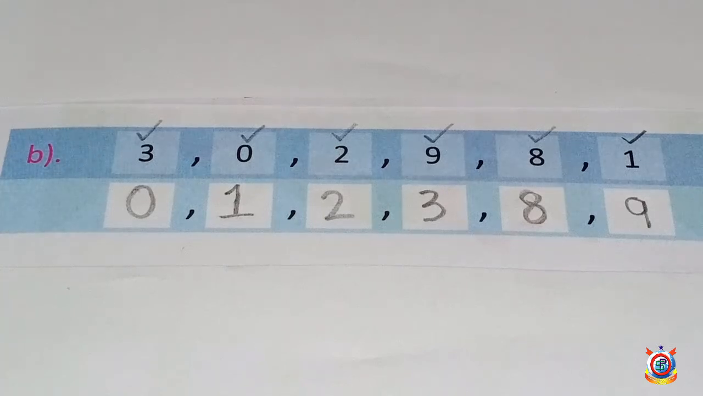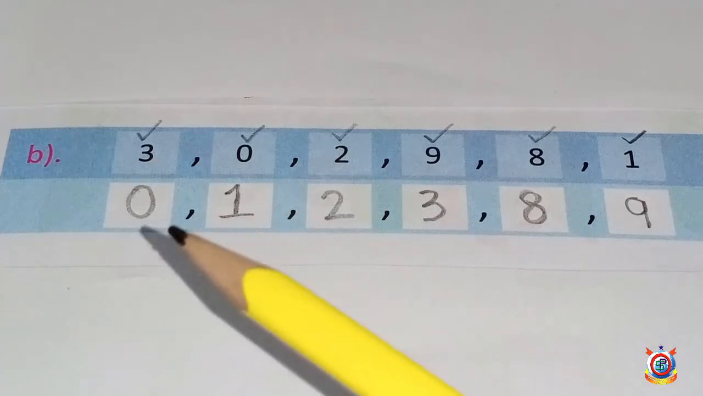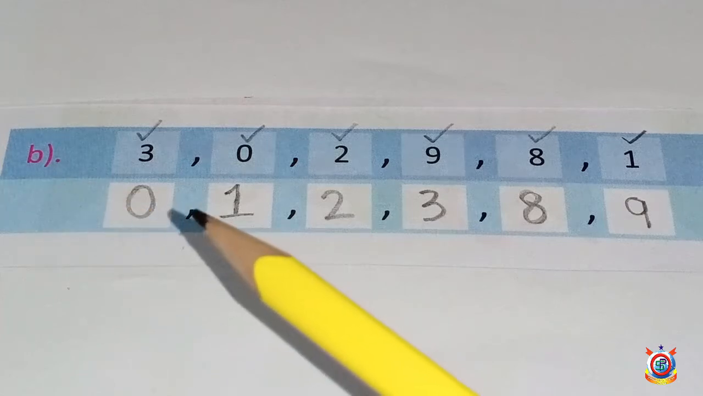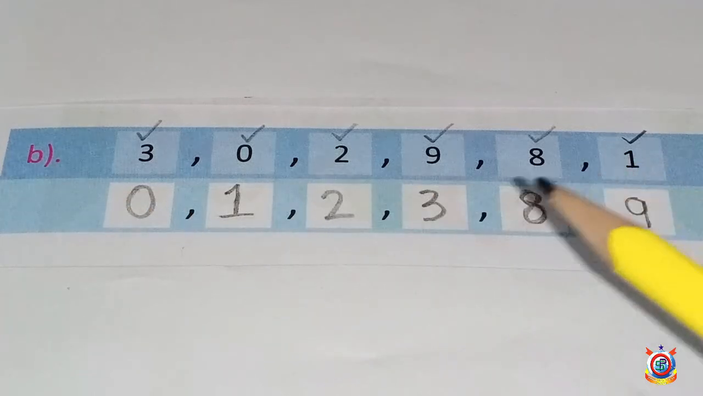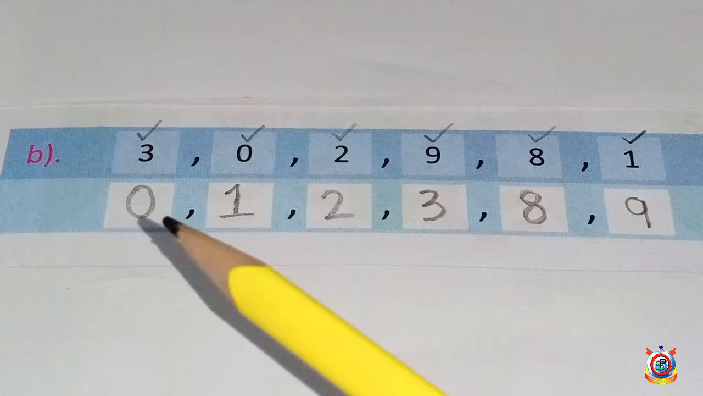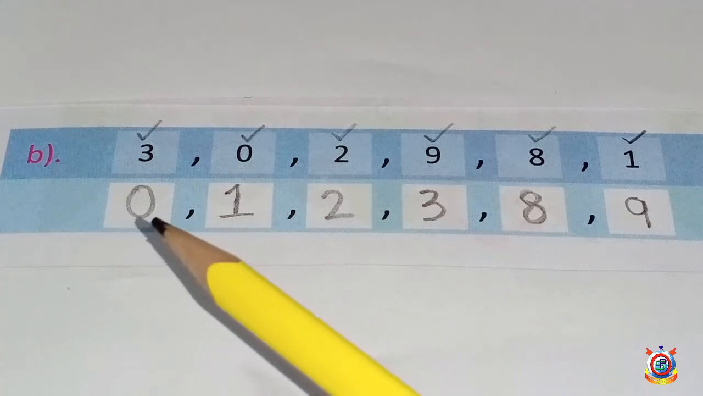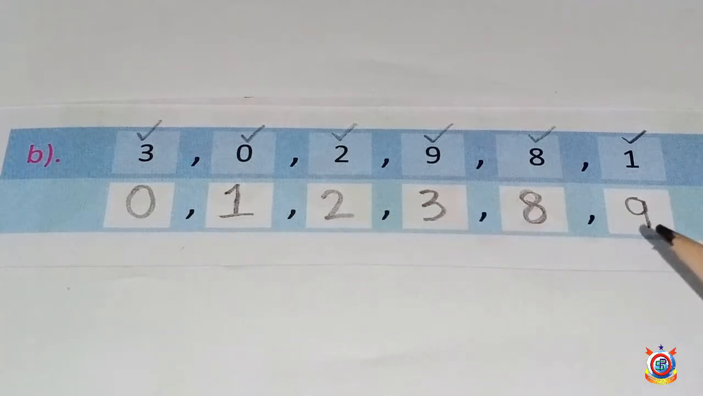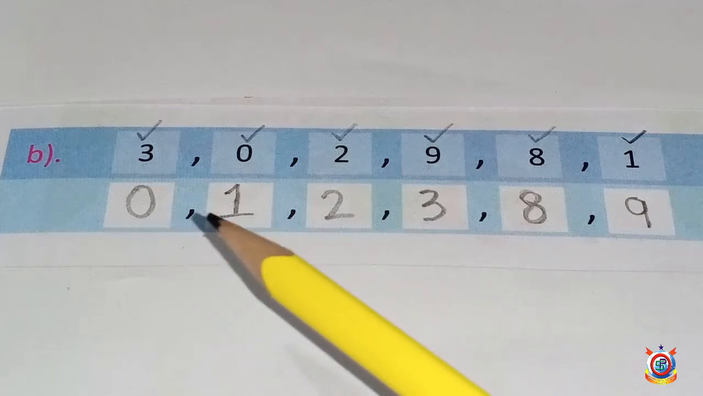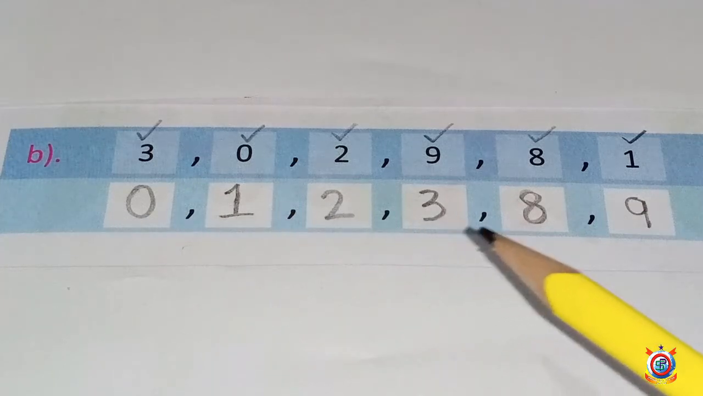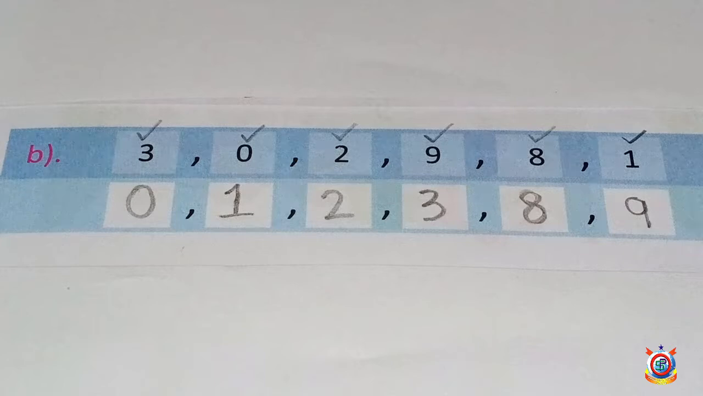Okay students, now this is very good. We have just finished part B, and we have arranged all these numbers into ascending form. You can see starting from the smallest and moving towards the largest number: 0, 1, 2, 3, 8, 9. Excellent students. Are you writing with me? That's very good.